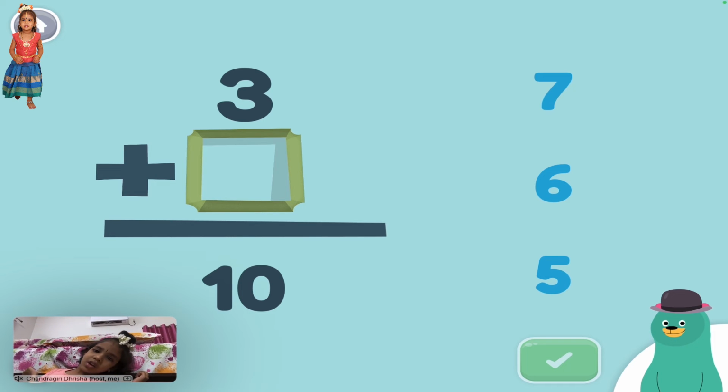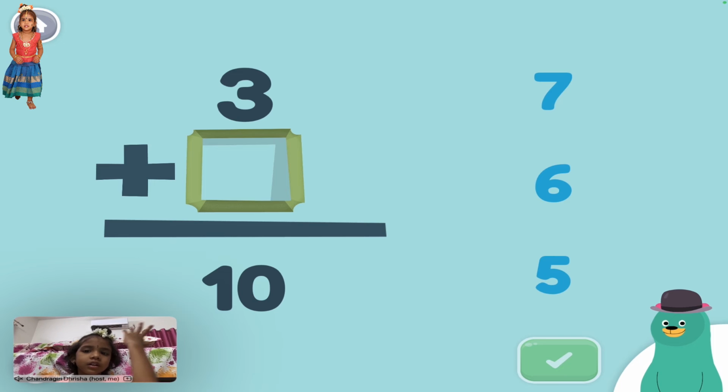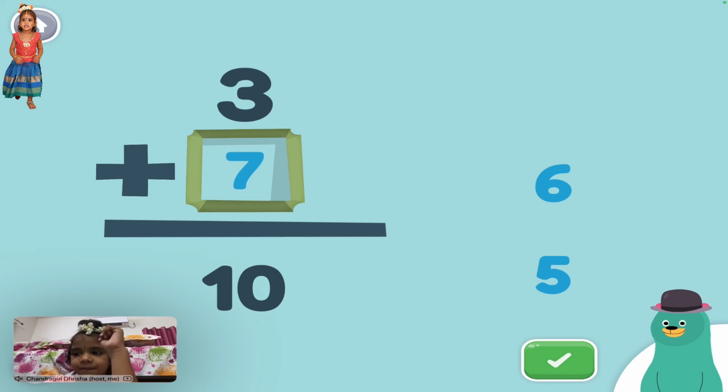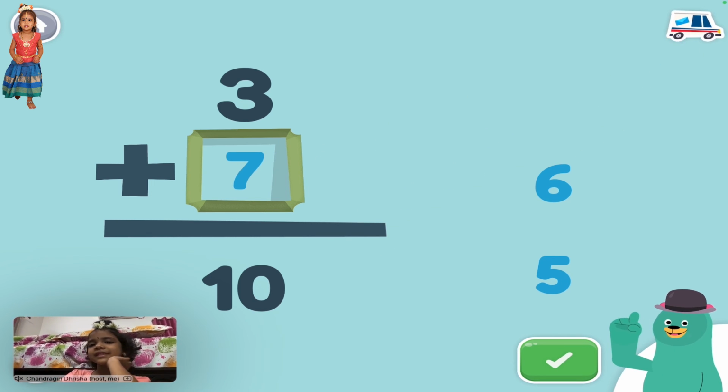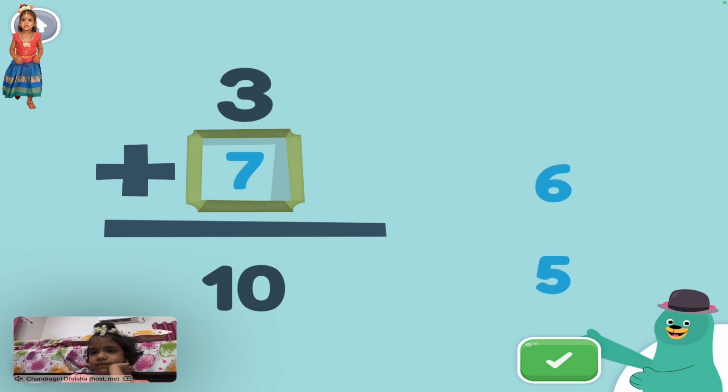3 plus what equals 10? 3 plus what? 7, 8, 9, 10. Awesome! 3 plus 7 equals 10. Adding is so fun!